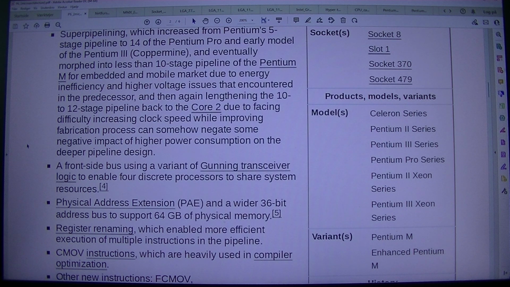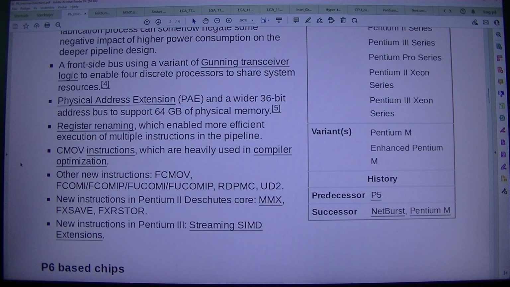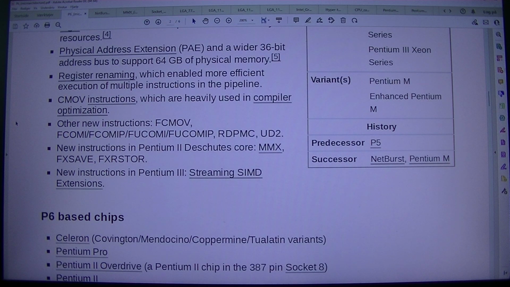A front-side bus using a variant of Gunning transceiver logic to enable 4 discrete processors to share system resources. 4. Physical address extension, PAE, and a wider 36-bit address bus to support 64 GB of physical memory. 5. Register renaming, which enabled more efficient execution of multiple instructions in the pipeline. CMOV instructions, which are heavily used in compiler optimization. Other new instructions: FCMOVcc, FCOMI, FCOMIP, FUCOMI, FUCOMIP, RDPMC, UD2.